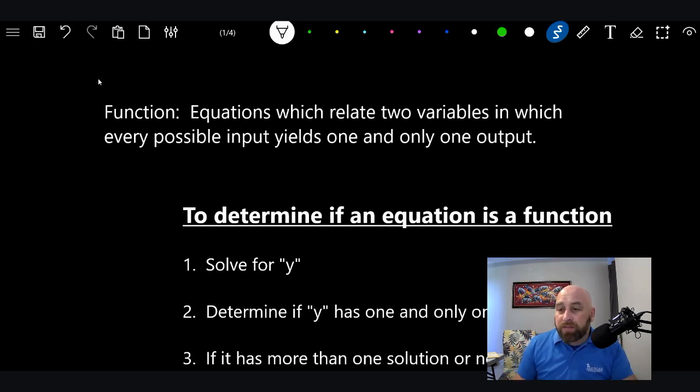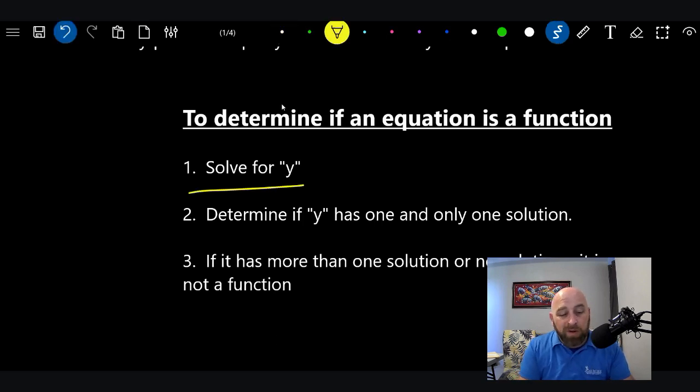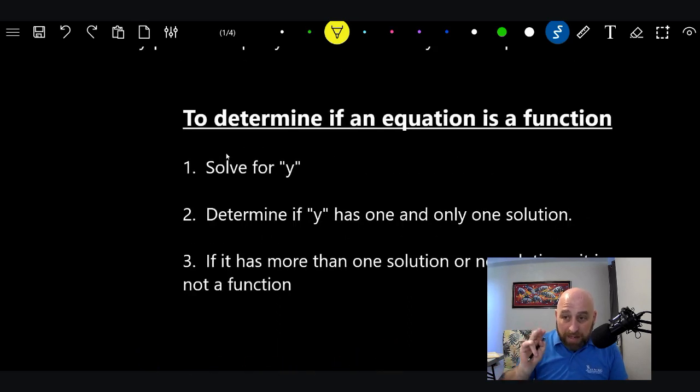We're on page 457 in your book. There are some steps here to determine if an equation is indeed a function. How are we going to do that? Well, the first thing we want to do is solve for y. Whatever they give you, just solve it for y. In other words, get y by itself. Get y equals something.